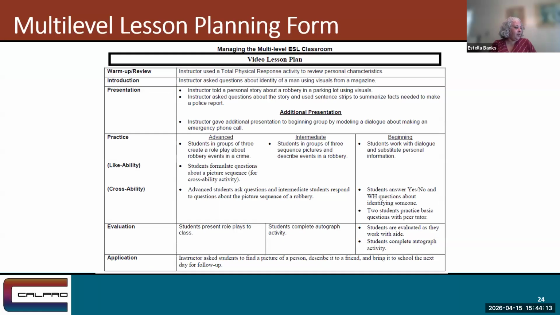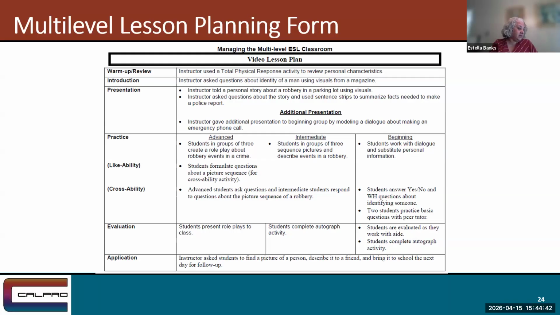And here's an example of a completed multi-level lesson plan. So you can see in the practice, the advanced students are working in groups of 3 to create a role play about the robbery. Intermediate students are in groups of 3 to sequence photos. This is from the video lesson. And then the beginning students work with dialogue.